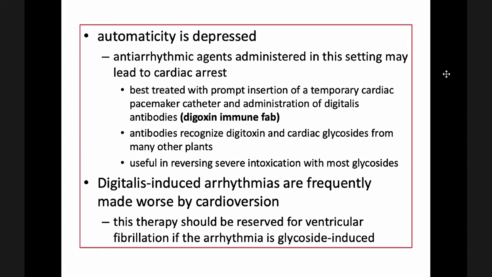So the antibodies will recognize digitoxin and cardiac glycosides from many other plants. So they are useful in reversing severe intoxication with most of the glycosides. So digitalis-induced arrhythmias are frequently made worse by cardioversion. So this therapy should be reserved for ventricular fibrillation if the arrhythmia is glycoside-induced.